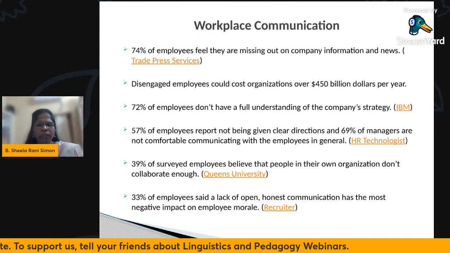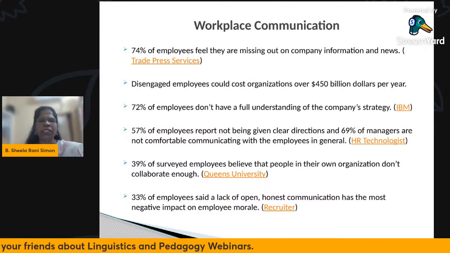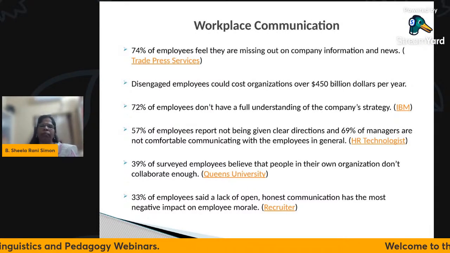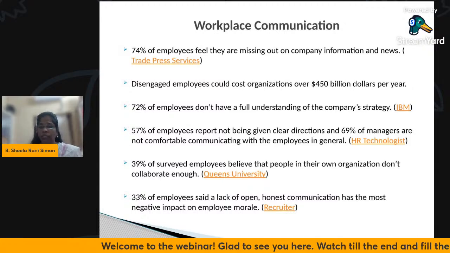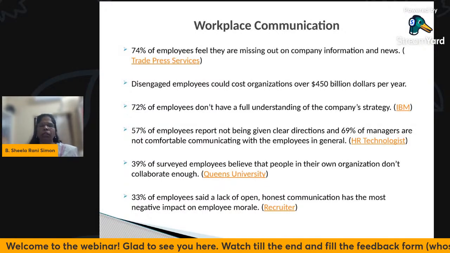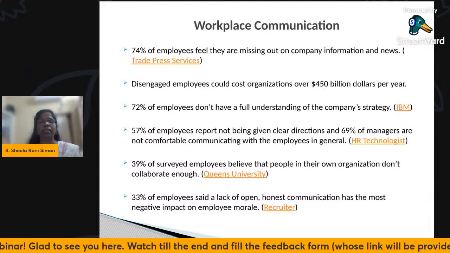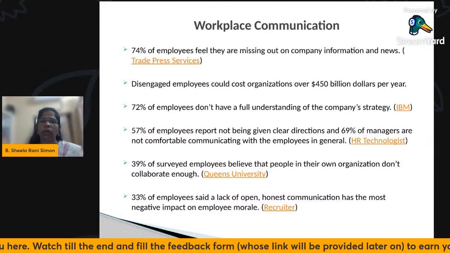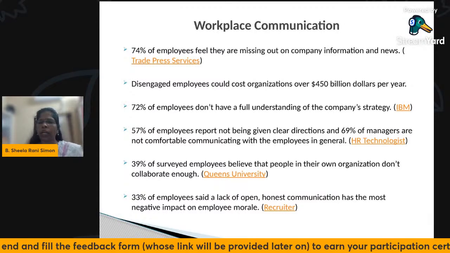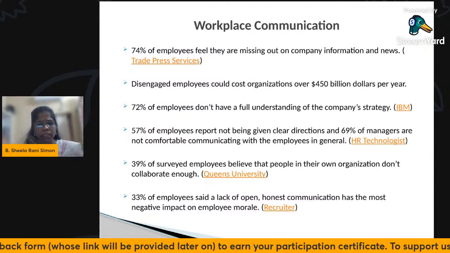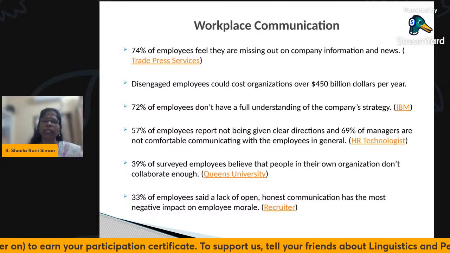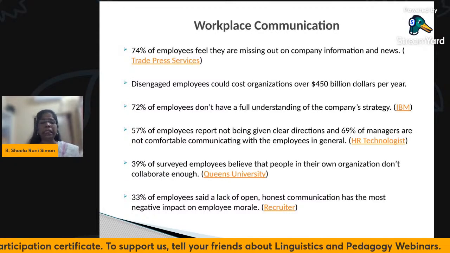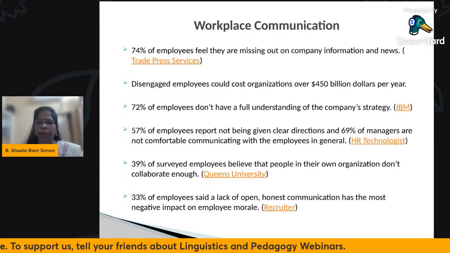And here also you will see there are certain companies that I have put in bracket, which says 74% of employees feel they are missing out on company information and news because there is not much communication happening at the workplace. Then disengaged employees could cost organizations over $450 billion per year. This is something again from the research that I have found out. So you find that when employees do not talk to each other, it's incurring losses for the organizations.